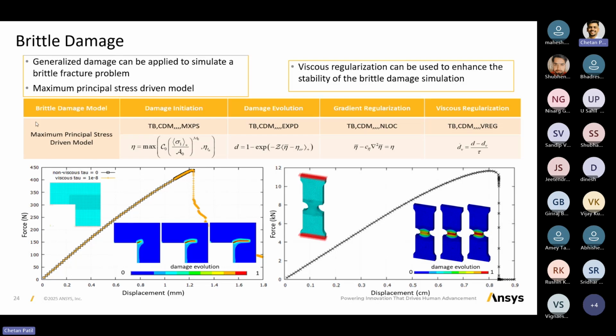So viscous regularization has also been added to enhance the stability of the brittle damage simulation. This viscous regularization is added to keep the simulation numerically stable and avoid sudden solution jumps. Putting this into simple terms, it models brittle breaking more accurately and runs more smoothly without instability.